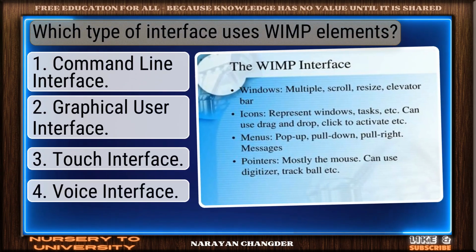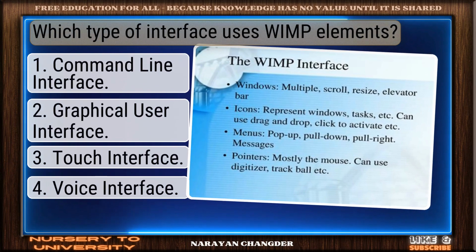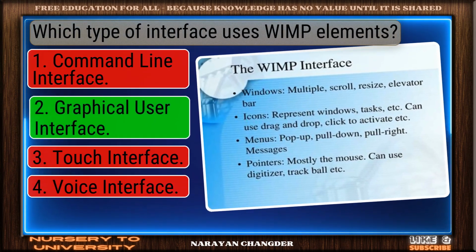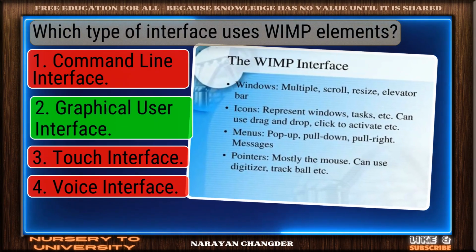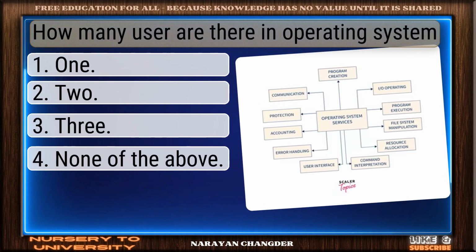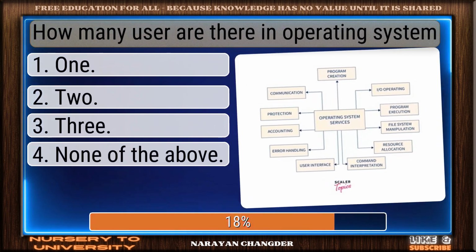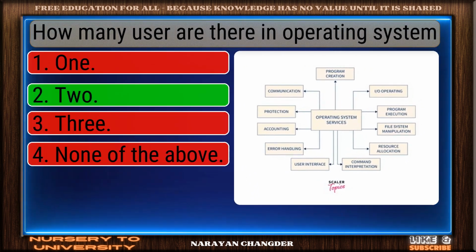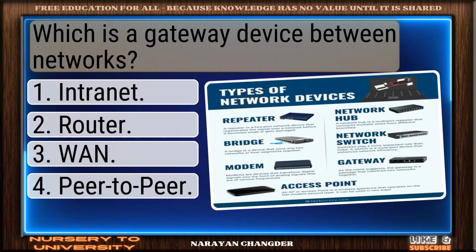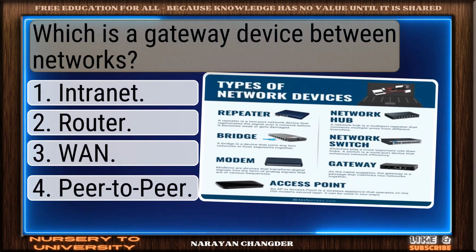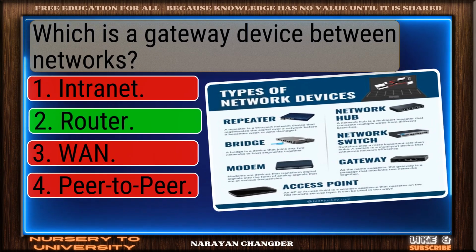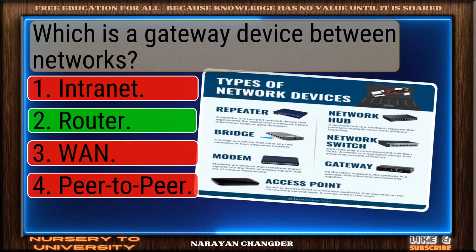Which type of interface uses WIMP elements? Excellent. Graphical user interface is a brilliant choice. How many users are there in operating system? Smart pick. 2 is the correct choice. Which is a gateway device between networks? Right again. Router is a valid answer.